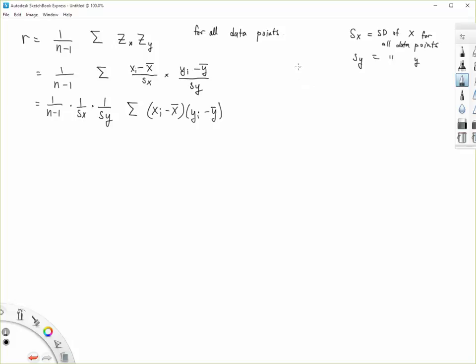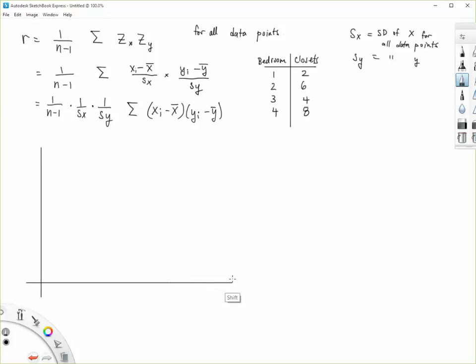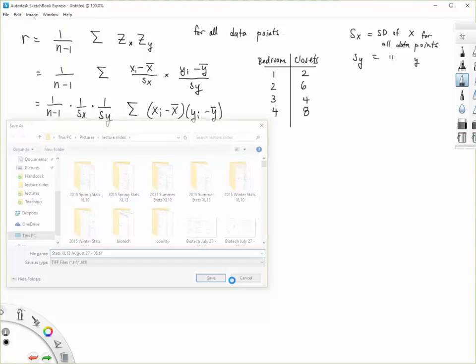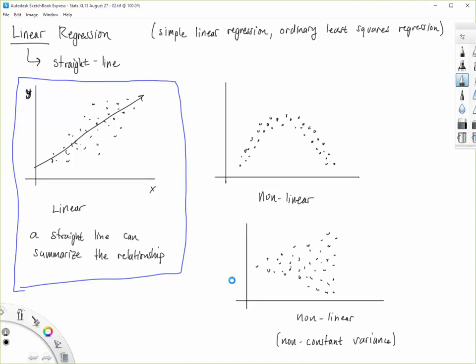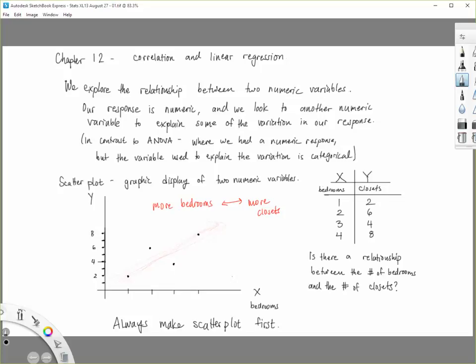Alright, so let's try this out with our very simple data set of bedrooms and closets. One, two, three, 4 bedrooms, and 2, 6, 4, 8 closets. And I want to draw this. I have already drawn this in my notes. Let me scroll back. Can I copy this?